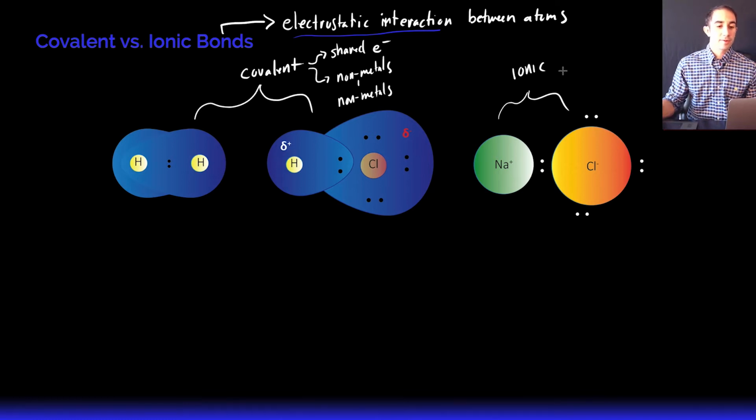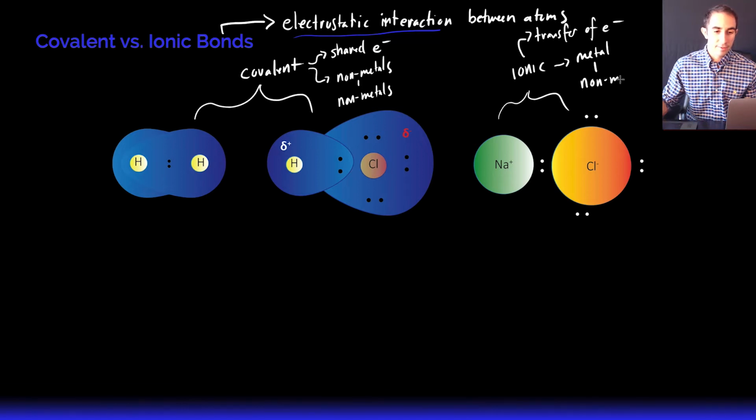Over here for ionic bonds, the main buzz phrase for ionic bonds is going to be the transfer of electrons. And what you're going to see with ionic bonds is they are almost always going to be between a metal and a non-metal. And so from just a first look at covalent and ionic bonds, this is the information that you really want to know and have memorized. But now let's get into the mechanism and explain why these bonds are different.